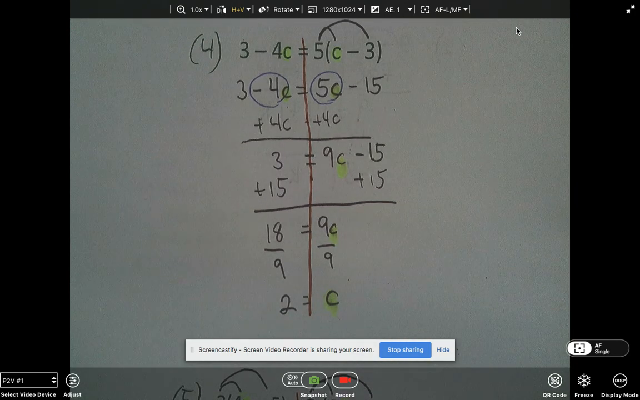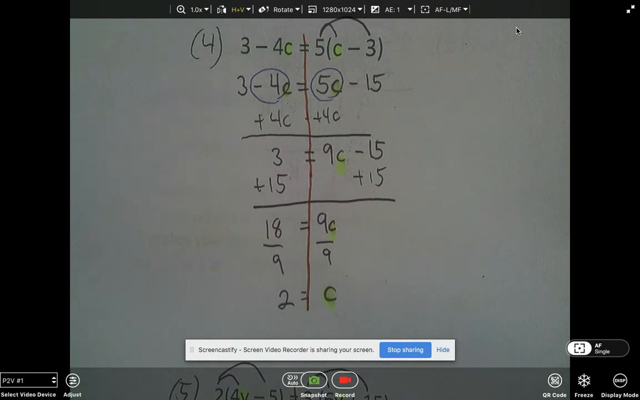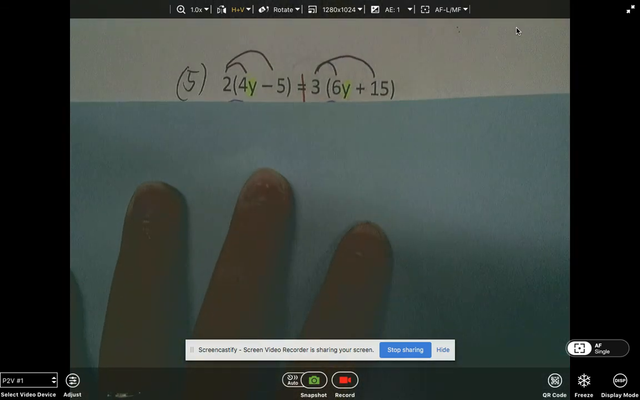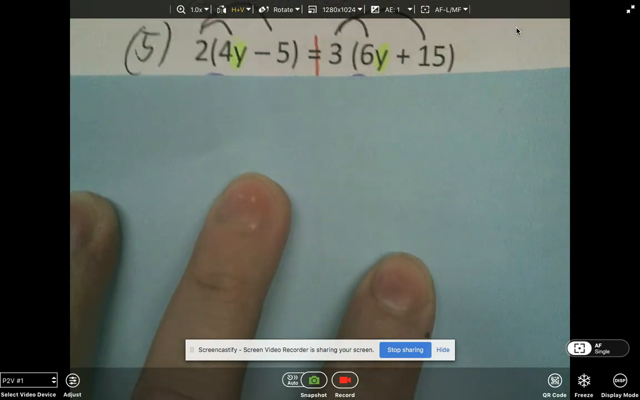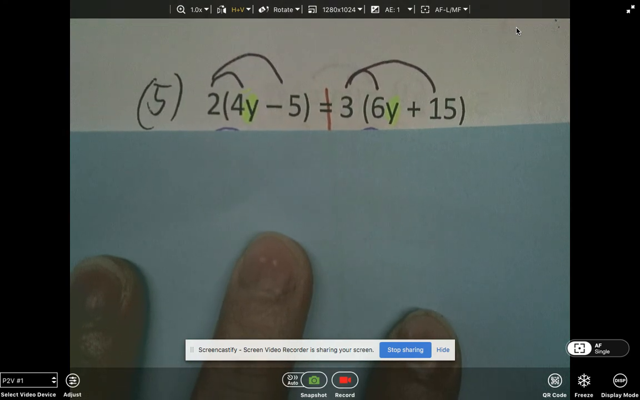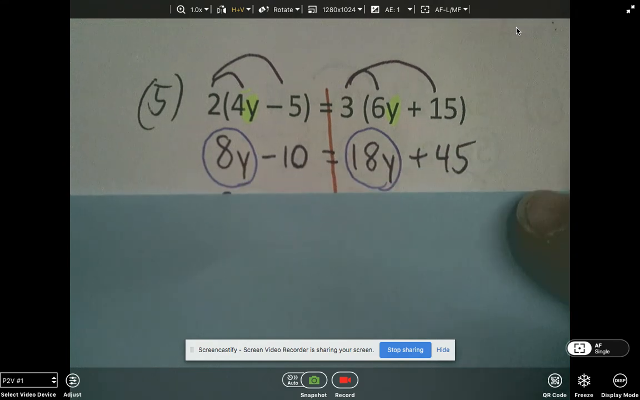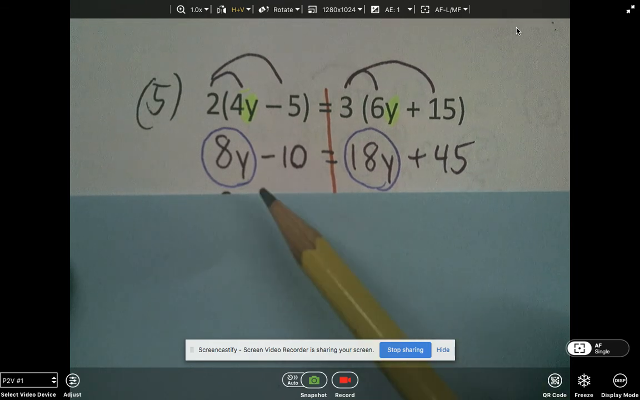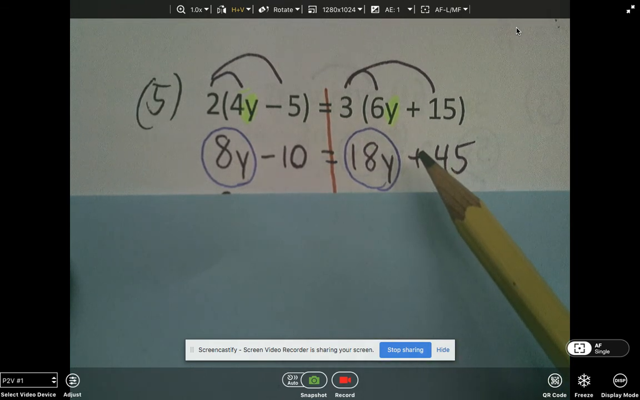Great. Number 5. We're going to get a little bit more complicated here. We're going to have to distribute twice. Someone think they can distribute the 2 on the left and the 3 on the right? So you get 8y minus 10 equals 18y plus 45. So now, again, this is as simple as it gets.